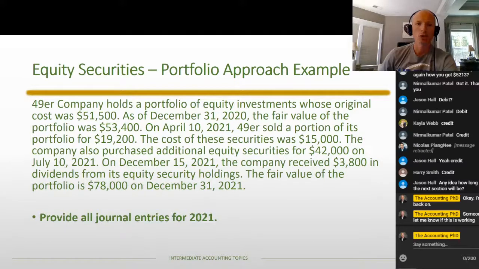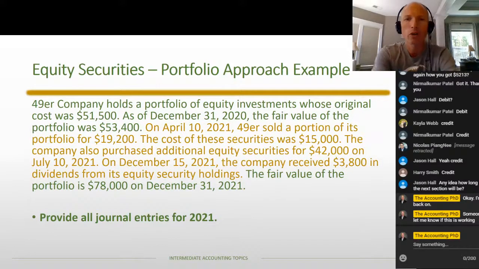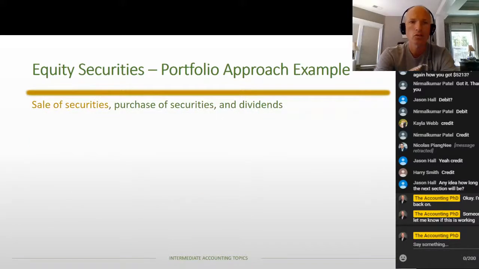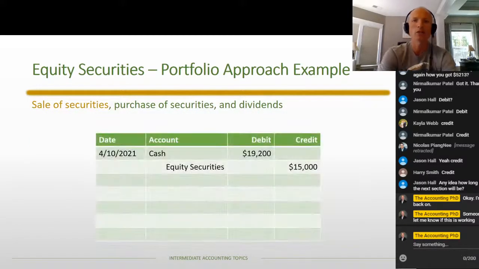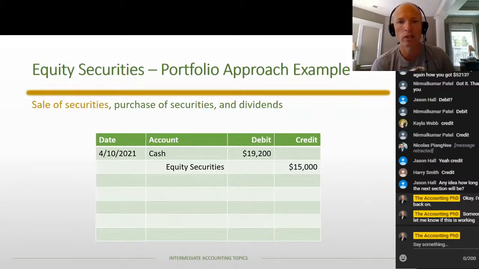Let's provide all journal entries for 2021. So we're just going to focus on 2021. So on April 10th, they sold a portion of its portfolio. We have the cost. There's also the purchase, and we have some dividends. So let's kind of walk through each of these. So first of all, I have the sale of the securities, and so again, we're told that the cash was $19,200. We're told that the original cost was $15,000.